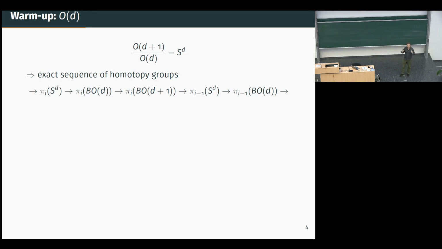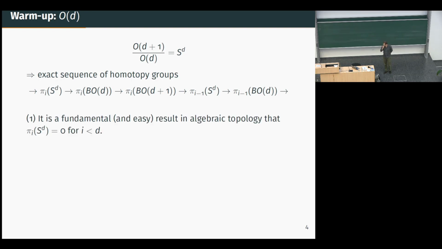And of course, studying homotopy groups of spheres is not so easy. It's an entire industry in algebraic topology. But there's some things we do know. One very easy fact is that if you try to map a smaller dimensional sphere to a larger dimensional sphere, you can always contract it to a base point. So in other words, the homotopy groups vanish when I is less than D.